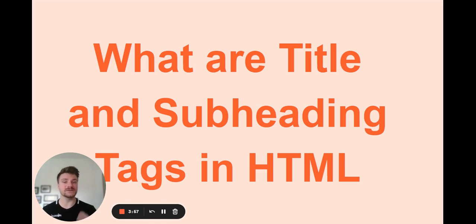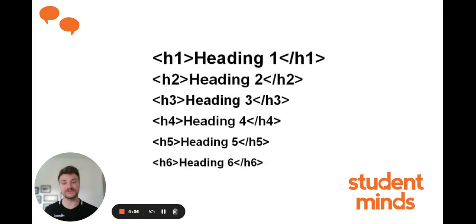So what are title and subheading tags in HTML? As you might know, H tags are HTML elements used to define the headings on a web page. They range from H1 to H6, with H1 being the main heading and H6 being the least important one. These tags provide a hierarchical structure to the content on a web page, making it easier for users to read and navigate the page. The main title of the page is often marked up with an H1 tag, and this is usually the largest and most prominent heading on the page. Subheadings marked up with H2, H3, H4, etc. go in descending order of importance.